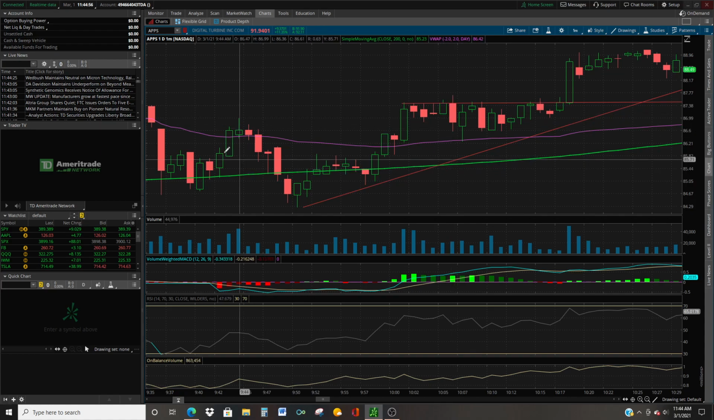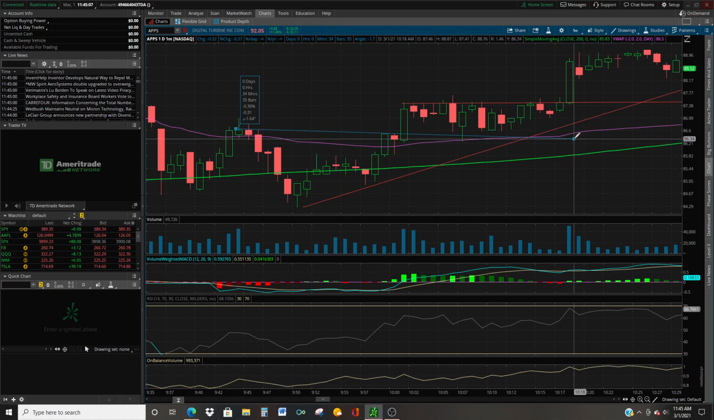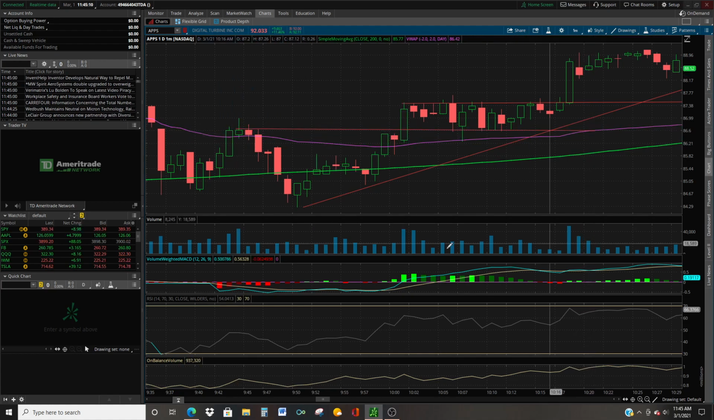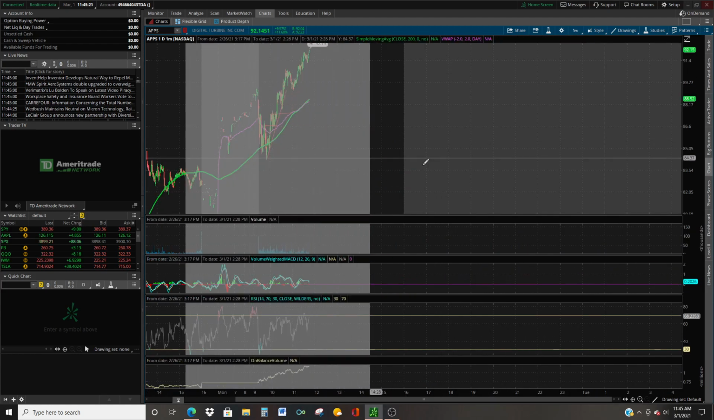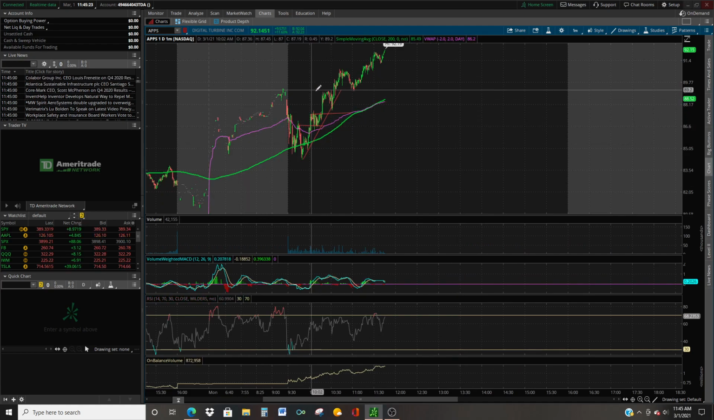Like this area, I mean, it broke this area right here, but it kind of acts as support. These candles right here pretty much act like support. I mean, it's not the greatest support, but you can see where it acts as support as it starts to curl up. This area right here. What you want to do is look at stocks' levels, like this level right here.